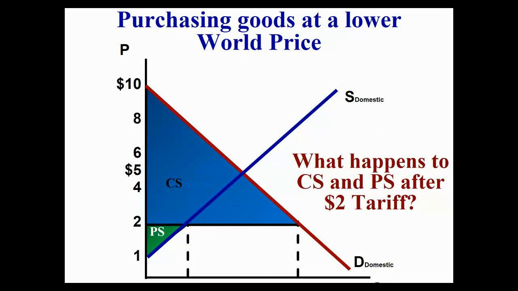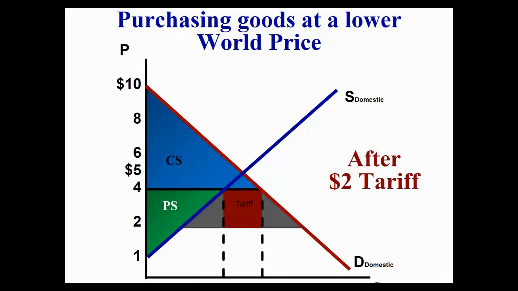But our government wants to protect domestic manufacturing, so they're going to put a tariff on it. Remember, the world price was $2, but now our government puts a $2 tariff on it. So this $2 is added to the world price, and the world price plus the $2 tariff now makes the price $4.